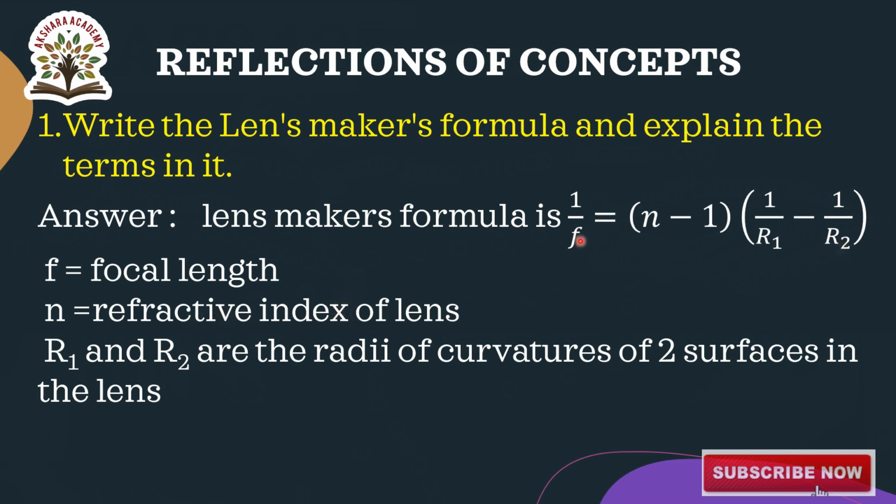Now we are explaining the terms, where f is the focal length, n is the refractive index of the lens, and r1, r2 are the radii of curvature of the two surfaces of the lens. R1 denotes the radius of curvature of the first surface, R2 denotes the radius of curvature of the second surface. Okay, this is about the lens maker's formula and its terms explanation.